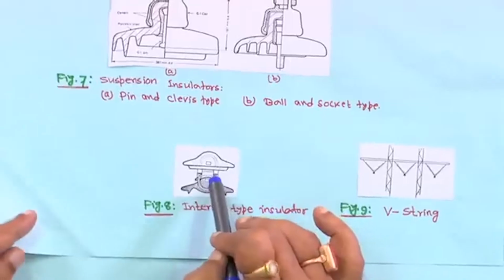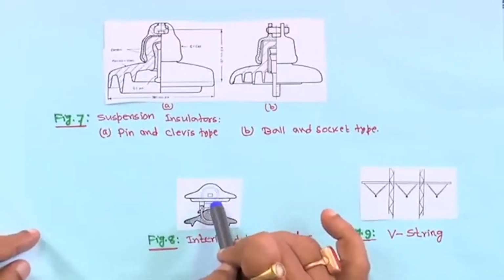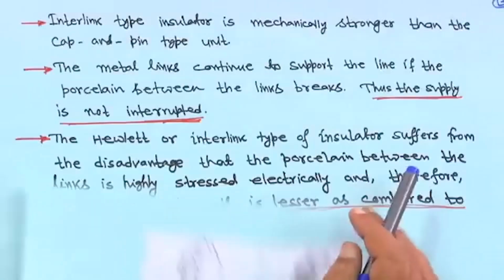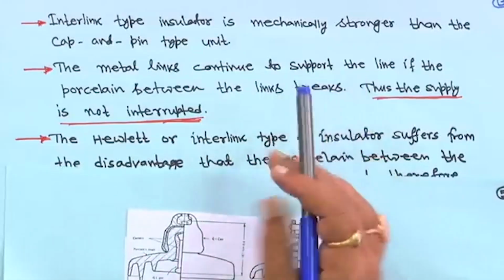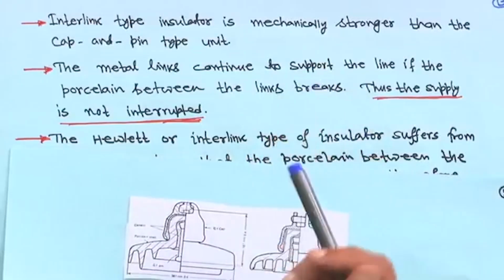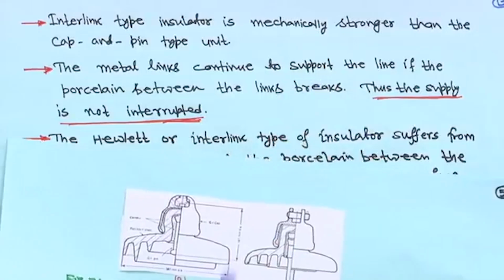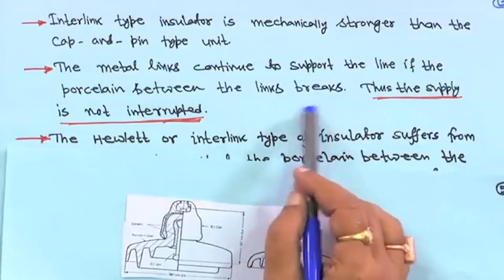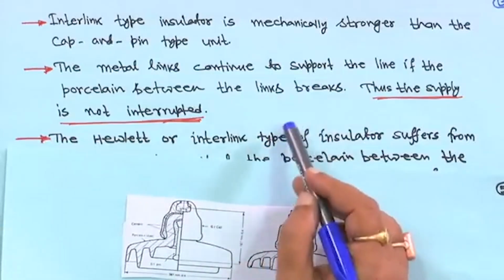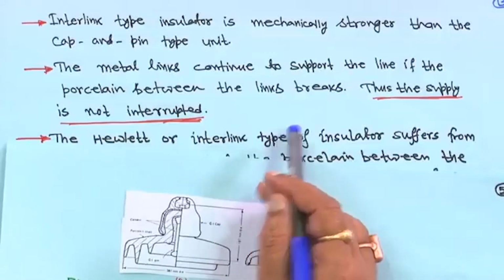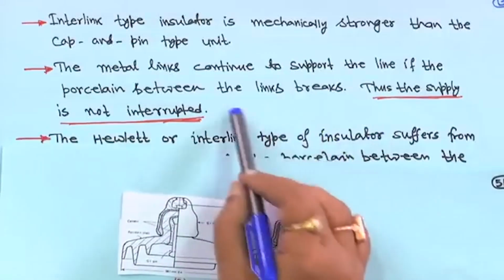So, these are some configurations of the insulator, and between the pieces there will be metal links to support the line if the porcelain between the links breaks. If the porcelain breaks also, later you can replace it, but the question is that it will support the line, right. So, this is the advantage.